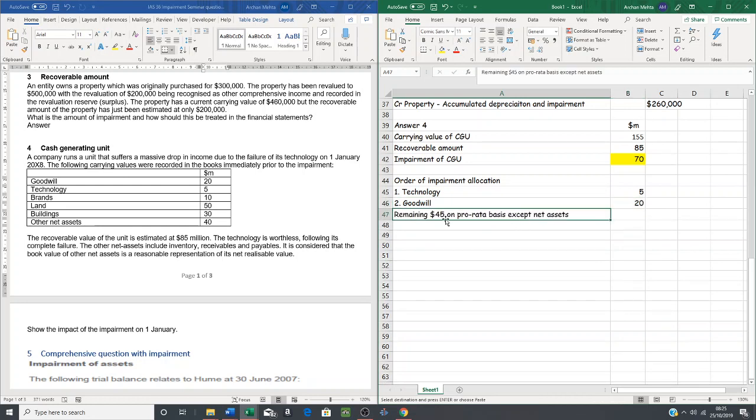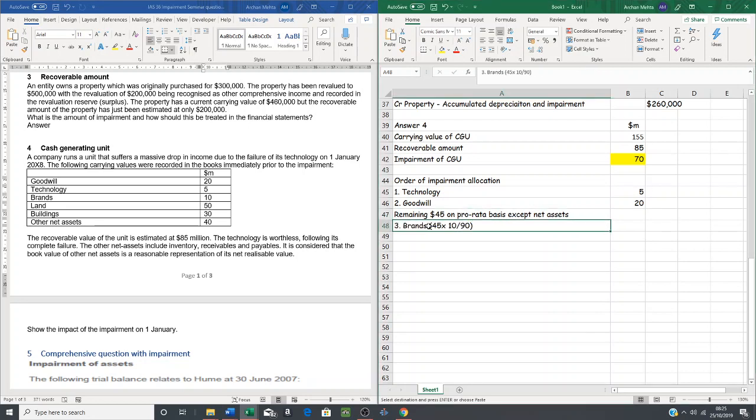So the remaining 45, we are going to allocate to the assets on a pro rata basis according to their carrying value, but we are going to leave the net assets alone. So for example, we are going to give some to brand name. How much? We'll see. Number 3, brands, remaining loss 45, book value of brand 10 million. If I add 10 plus 50 plus 30 for brand, land, and building, which we are going to use to allocate impairment loss, I get 90. So 10 over 90, and that gives me 5.